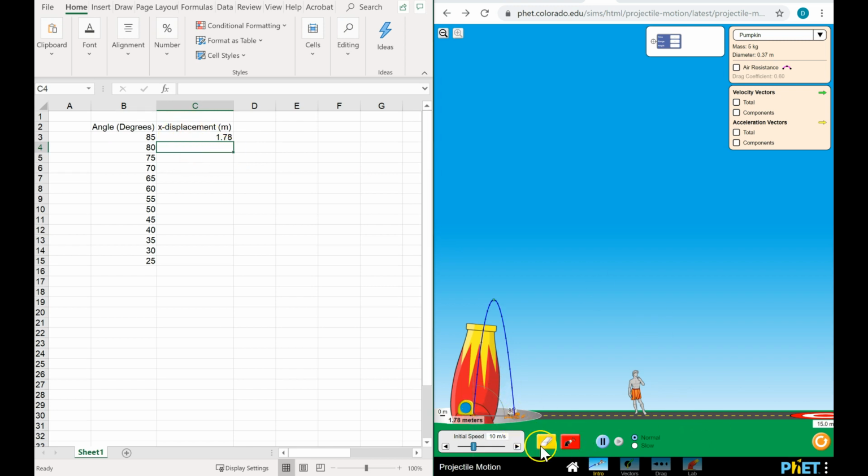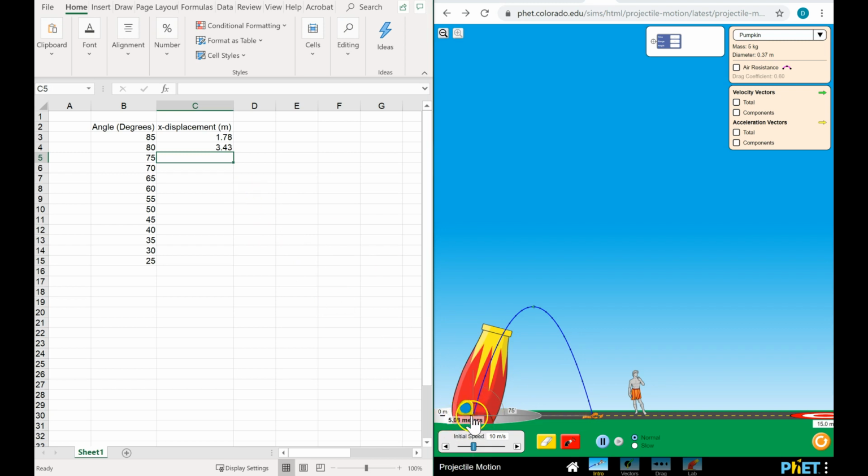Now what I can do is I can click over here on my simulation. I can click the eraser. I can angle this down. I launch it again, and then I extend my tape measure. I record the new value, 3.43, and I keep going in this fashion until I've got all of my data, and I have all of these different values.